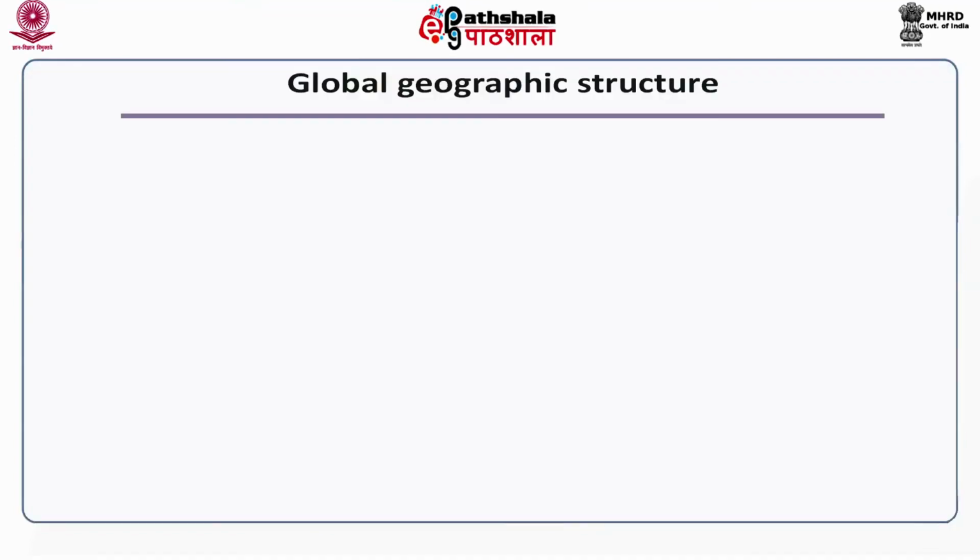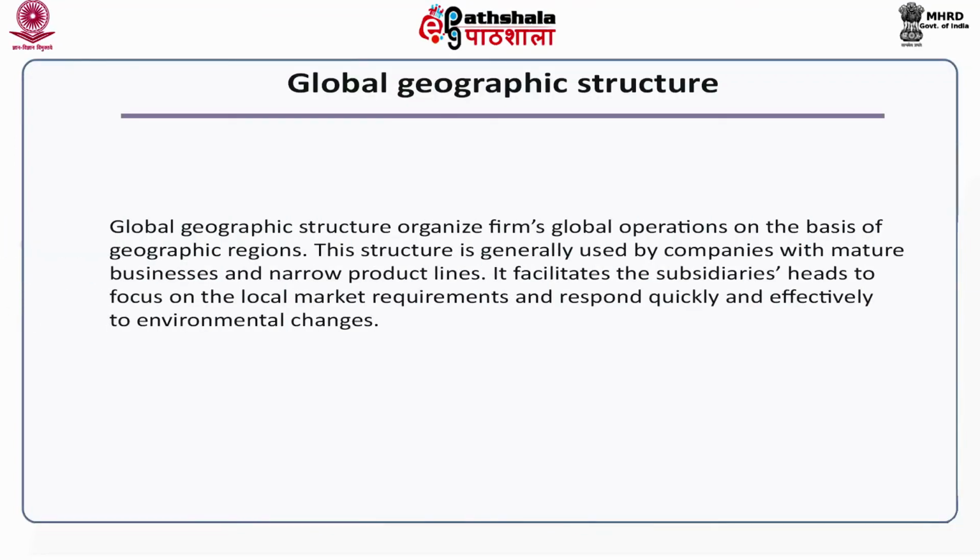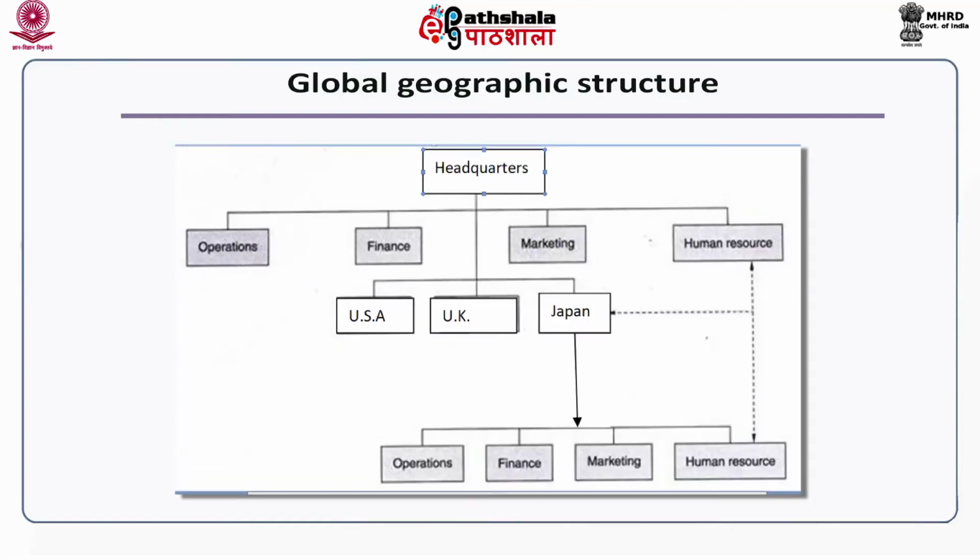Global geographic structure. Global geographic structure organizes firms' global operations on the basis of geographic regions. This structure is generally used by companies with mature businesses and narrow product lines. It facilitates the subsidiaries' heads to focus on local market requirements and respond quickly and effectively to the environmental changes. The global geographic structure has been depicted in the figure.